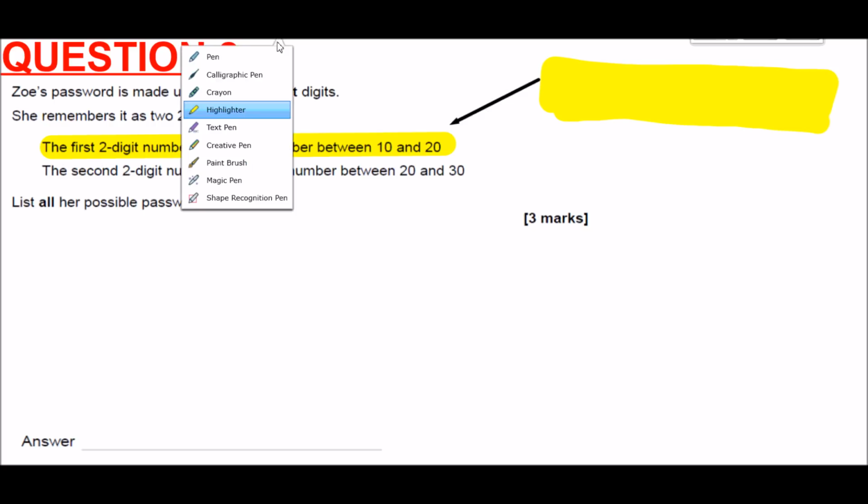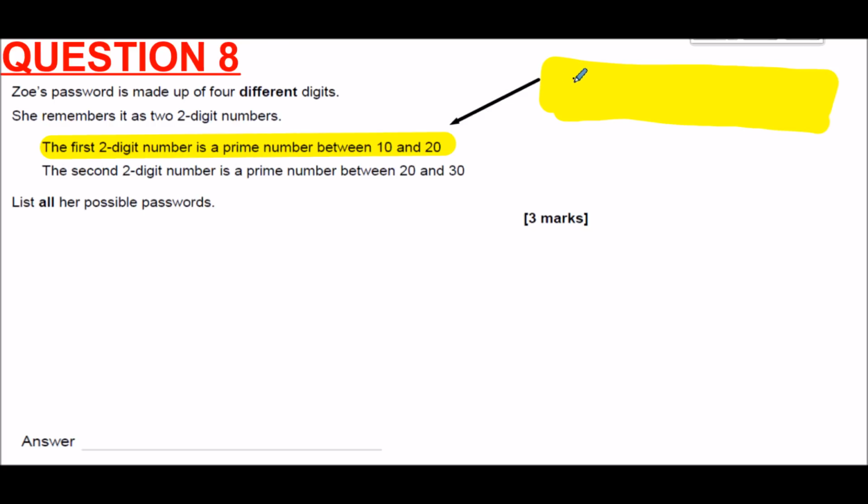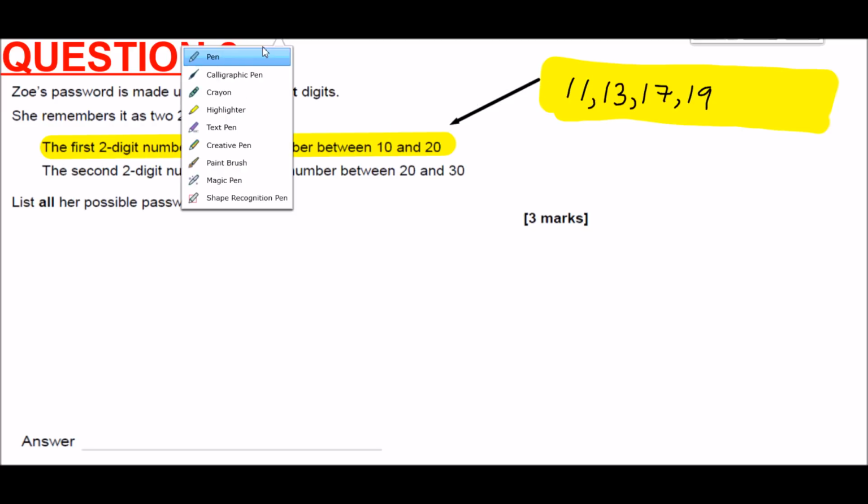So think of the primes between 10 and 20. 11's prime, 12 isn't because we can halve it, 13's prime, 14 isn't, 15 isn't because we can divide it by 3 and 5, 16's not prime, 17 is, 18 isn't, 19 is. And so these are all the primes between 10 and 20.